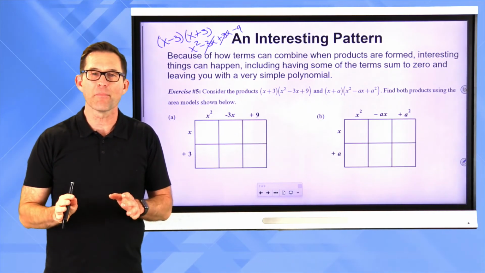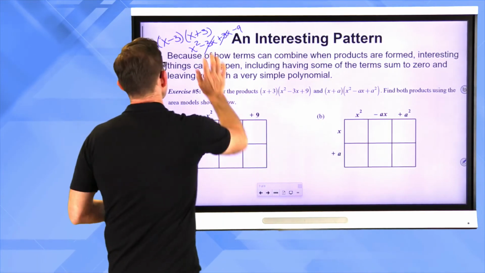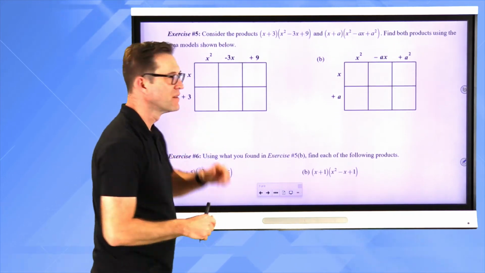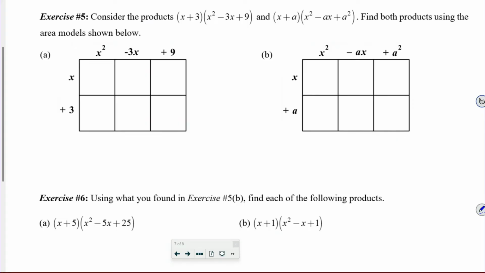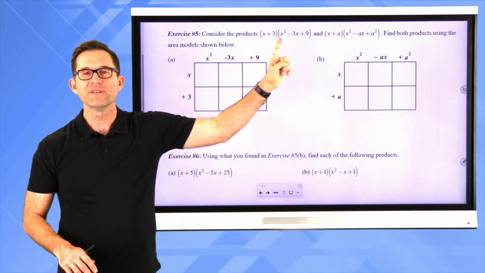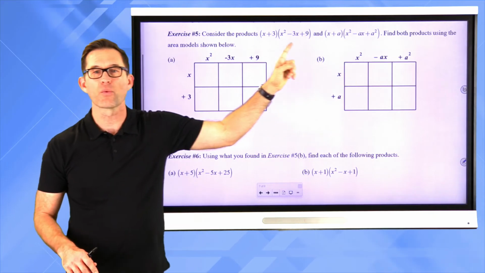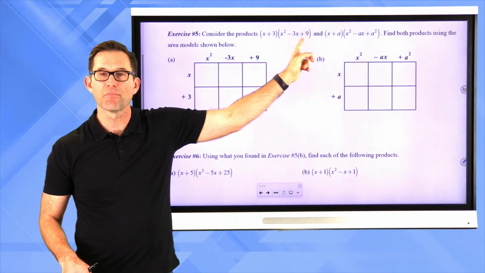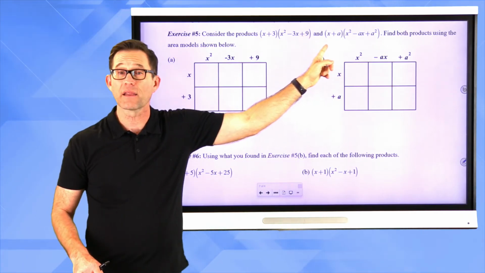That can actually happen on a much larger scale. So let's take a look at that in exercise number 5. Consider the products x plus 3 times x squared minus 3x plus 9 and x plus a times x squared minus ax plus a squared. Now, by the way, notice that even though this one's a lot more symbolic, this one has the same structure as this one. In other words, x plus a number times x squared minus that number times x plus that number squared. That's exactly what this is.